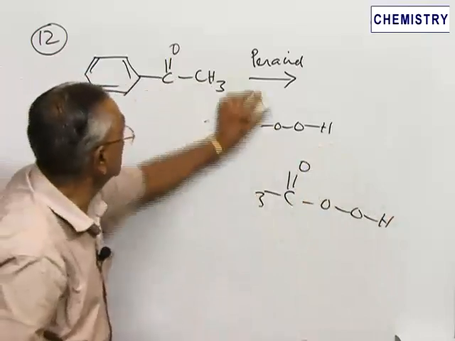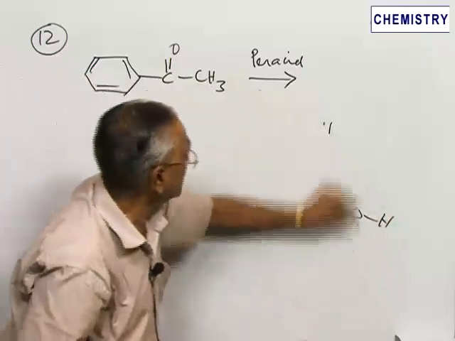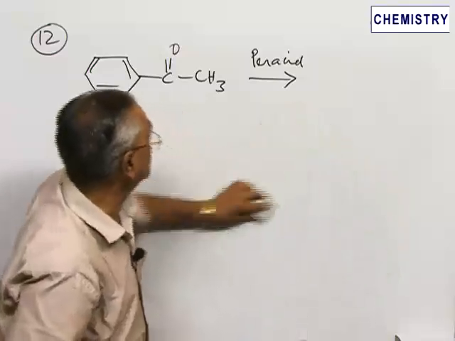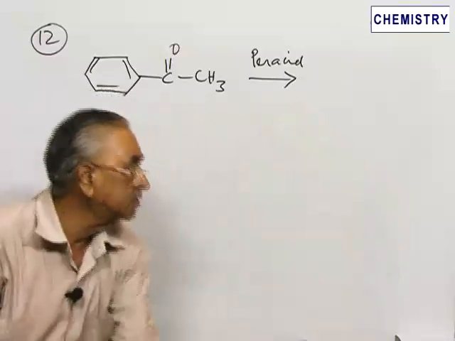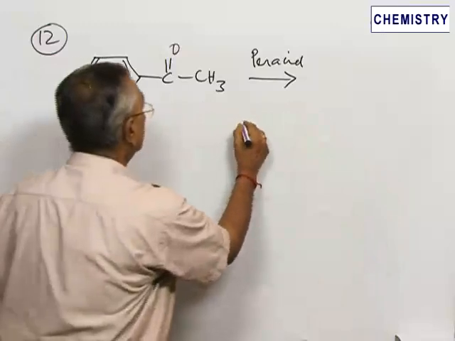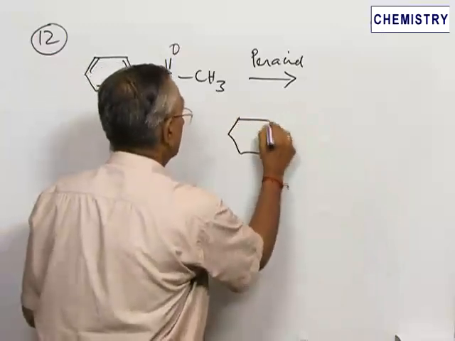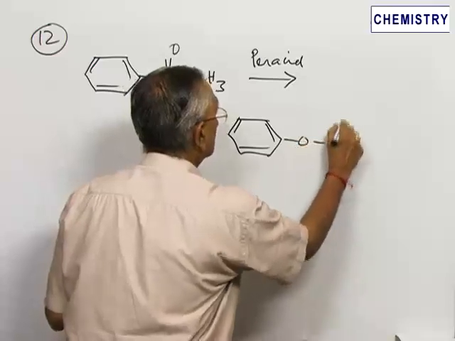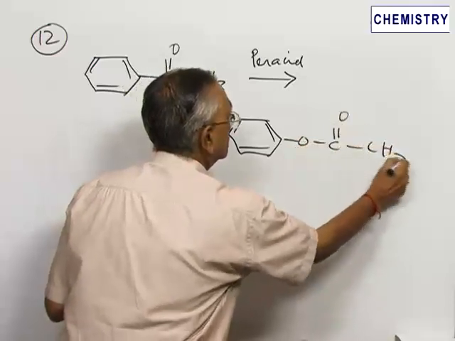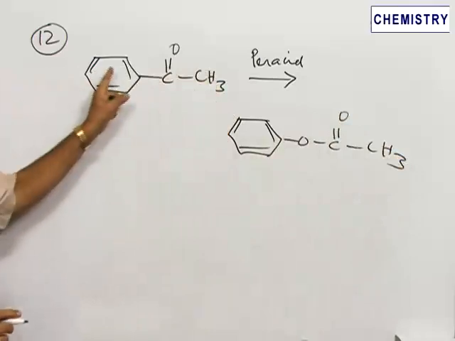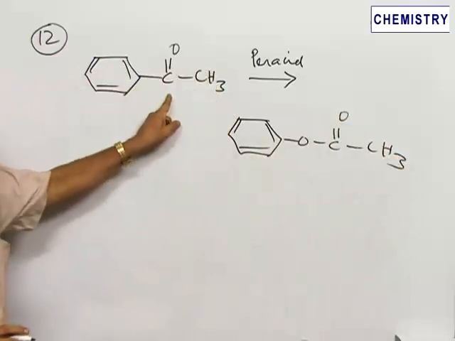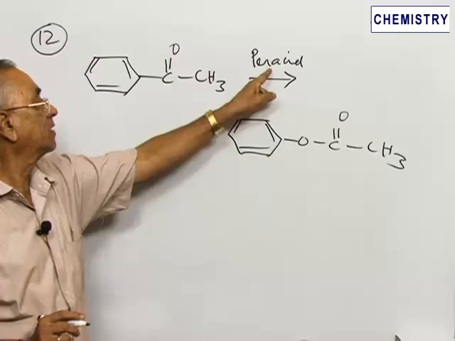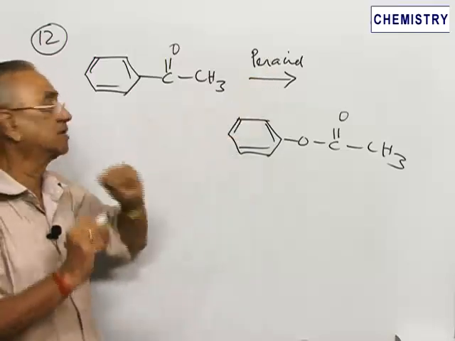When it is used, the reaction that happens is that the ketone undergoes oxidation, and finally this will turn out to be an ester. There will be a rearrangement also involved in this. Therefore, we will have an ester corresponding to this. This ketone reacts with the peracid, which contains a peroxy linkage.